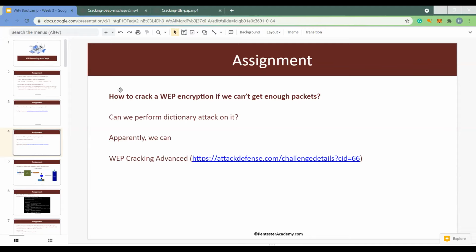So we have this lab here. It's called WEP Cracking Advanced Lab. It's available. So in this one, we have used a Python script to actually perform a dictionary attack on the WEP packets. So that is something that we can do if for some reason we are not able to get enough packets of a WEP scheme. So that was the second question.